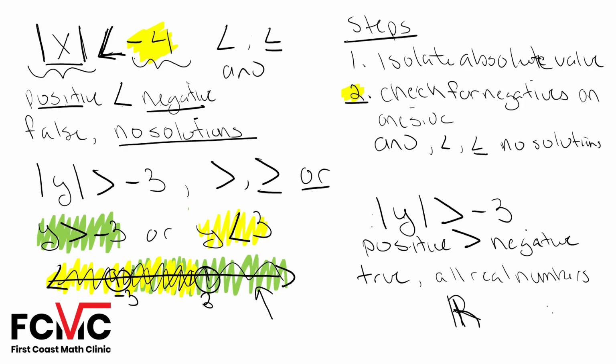So our second rule, checking for negatives: if we have an or statement that's greater than or equal to, reading from left to right, our solution is going to be all real numbers. All right, let's do a couple examples where we have absolute value inequalities with a negative value.